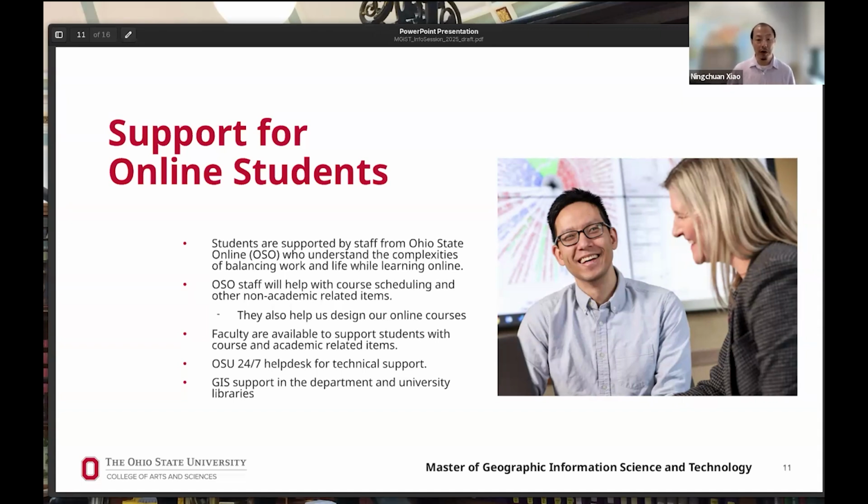OSU also has a help desk that is ready to help 24/7 to provide IT support. Now, speaking of IT support, we also have a GIS administrator. Her name is Michelle Hooper. She provides timely support when you have issues with GIS software. We also have a GIS librarian, and his name is Josh Sadvari. He is extremely knowledgeable when it comes to GIS databases and GIS tools. I have personally worked with both of them closely on many occasions, and they have been really great.